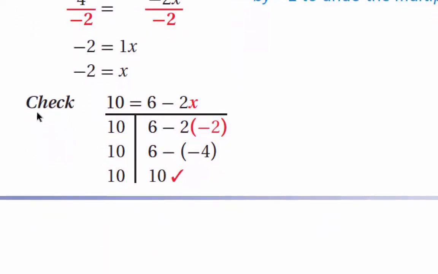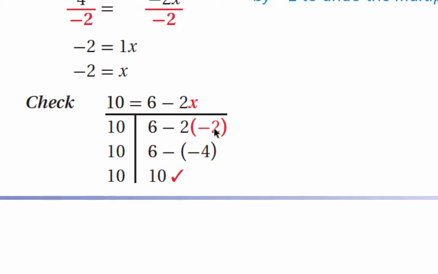Now we're going to go through the checking process. The checking process is to make sure that we really do have the answer. And the way that we know that we have the answer is we get the same number on the left and the right-hand side of the equals. And that's called an identity. So what we do is we substitute x and replace it with -2, the solution that we found.